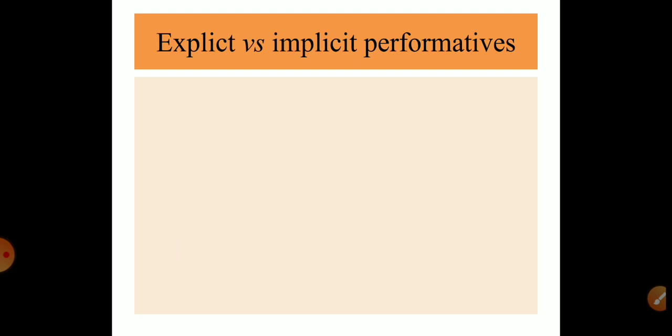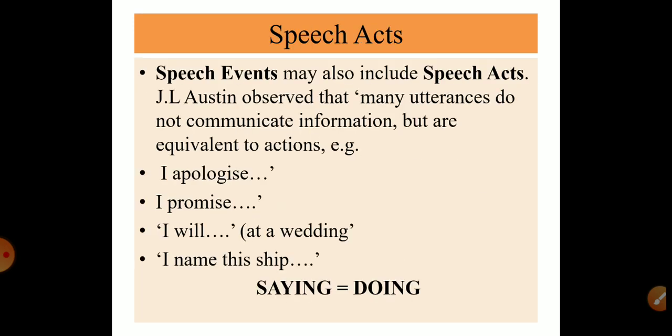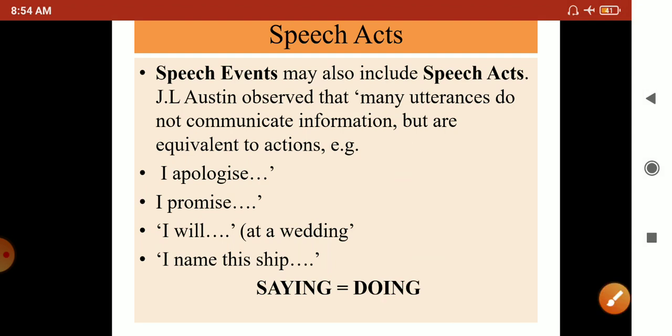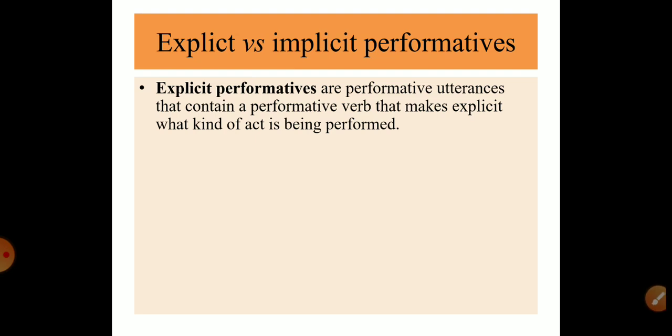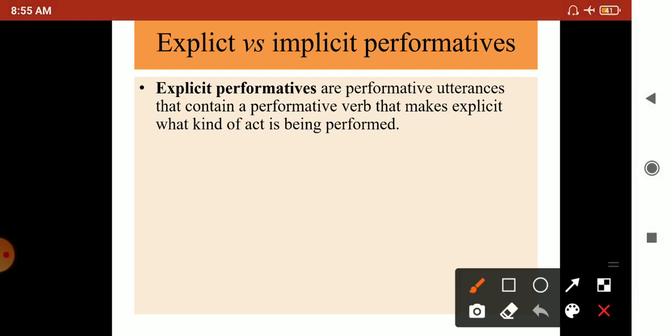Then Austin further goes and says that there are explicit versus implicit performatives. So have you understood performatives? Performatives are statements which perform certain actions. Actions are performed with the help of verbs like I name, I apologize, then I promise, I will, etc. So performatives are like this. Now, what are explicit and implicit performatives? Explicit performatives are performative utterances that contain a performative verb that makes explicit what kind of act is being performed. So in explicit performative you have a certain performative verb which makes it clear what kind of act is being performed.